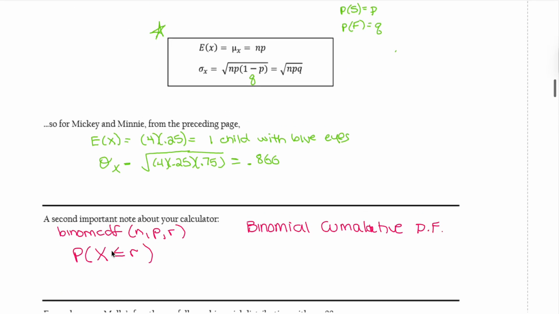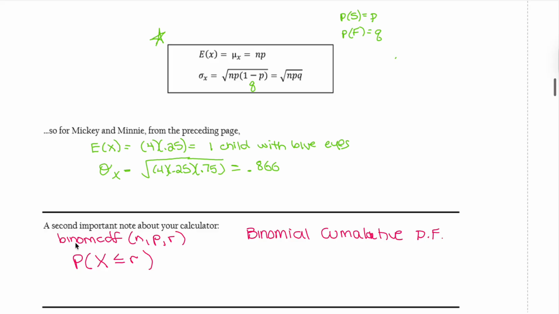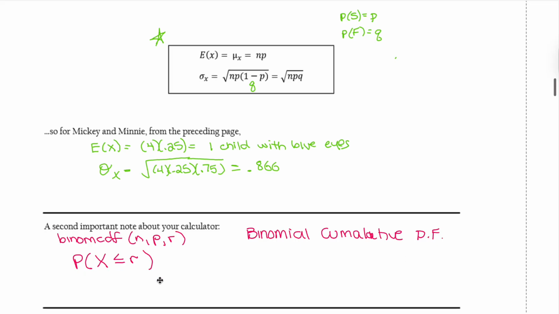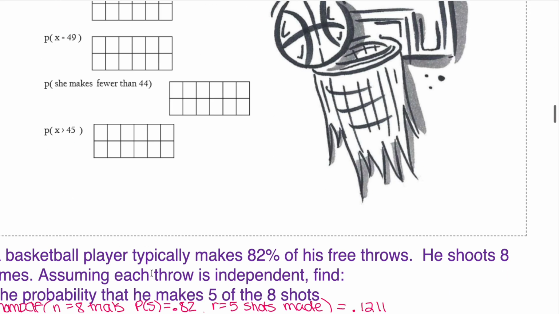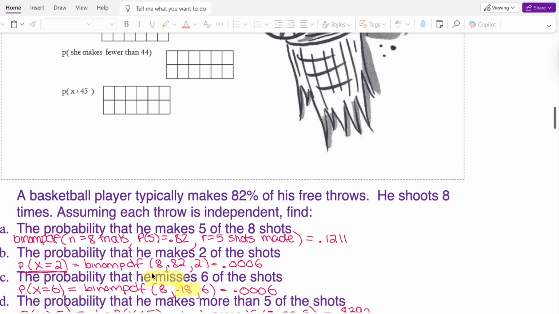A second important note about your calculator, binomial CDF NPR, binomial cumulative function, probability of x less than or equal to r. So basically what this binomial CDF NPR stands for is you're getting the probability of x less than or equal to r. So r is your maximum value. You cannot exceed.